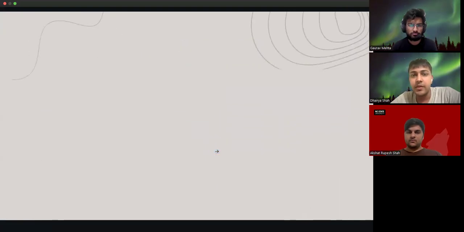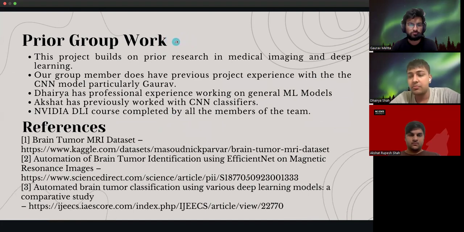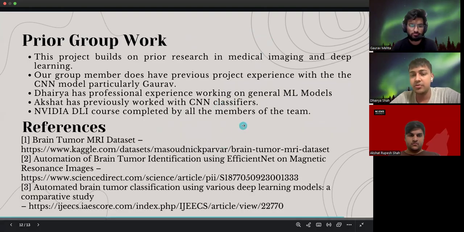The prior work of our group relevant to this project has been in multiple ways. I've worked previously with general ML models. Akshat has worked previously with different CNN classifiers, and Gaurav has also worked previously on a project which involved a CNN model. And these are the references of our project.